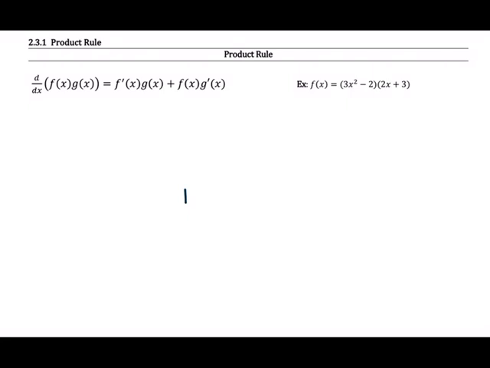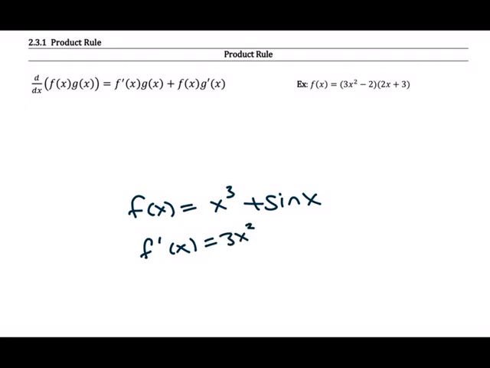What I mean by that is we have talked about how to find the derivative of something like x cubed plus sine of x, and how that derivative would become 3x squared using the power rule, plus cosine of x using the fact that the derivative of sine is cosine. But we haven't talked about what would happen if we were trying to find the derivative of the product of those two functions together instead of the sum as we just did.